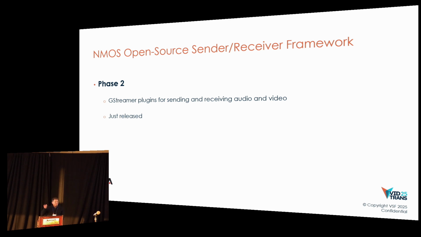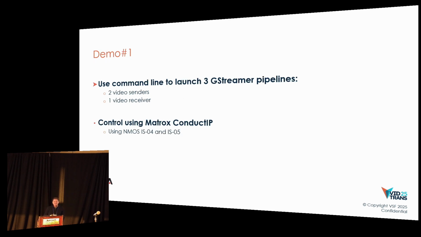You just go to GitHub, look at the README file, and very quickly you can have this running. I decided not to run the demo here, for safety reasons, so I asked one of my colleagues to record a couple of videos, and that's what I'm going to show you. Firstly, demo 1: my colleague used a series of terminals to launch 3 GStreamer pipelines, so 2 video senders and 1 video receiver, and then used one NMOS controller. In this case, it was Matrox Conductor IP, but it could be anything else. She connected the senders to the receiver, and you can see that you can switch from one to the other.